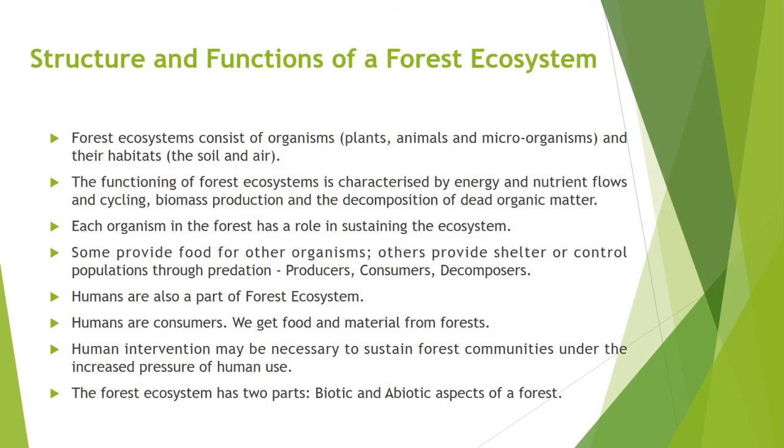Structure and functions of a forest ecosystem. Forest ecosystems consist of organisms and their habitats. The functioning of a forest ecosystem is characterized by energy and nutrient flows and cycling, biomass production, and the decomposition of dead organic matter. Each organism in the forest has a role in sustaining the ecosystem. Some provide food for other organisms, others provide shelter or control populations through predation. These we achieve through producers, consumers, and decomposers.